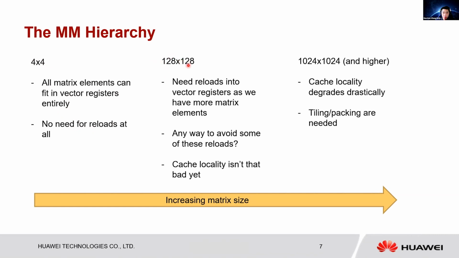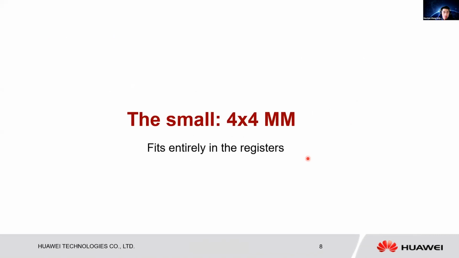For a medium size, you do need reloads into the vector registers, as we have more matrix elements and some reloads are bound to happen. So the problem is, is there any way to avoid some of these unnecessary reloads? But for the medium size, cache locality isn't really that bad yet, so we don't have to consider cache explicitly. But as we increase to an even larger size, like 1,000 times 1,000 and higher, cache locality starts to degrade drastically, and explicit measures like tiling and packing are needed to counter cache non-locality. So let's start with the easy one. Let's start with the 4x4 small matrix multiplication, which fits entirely in registers.